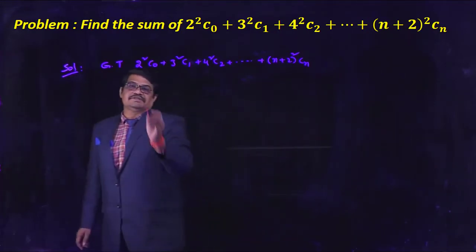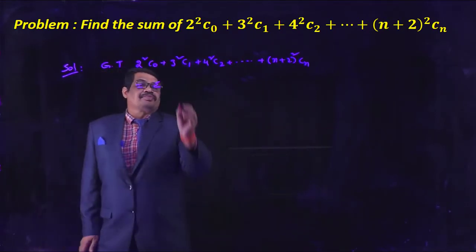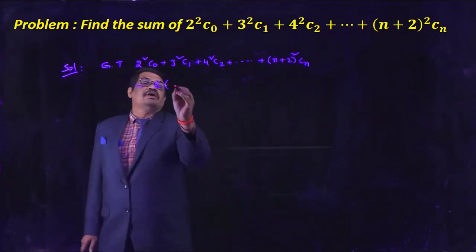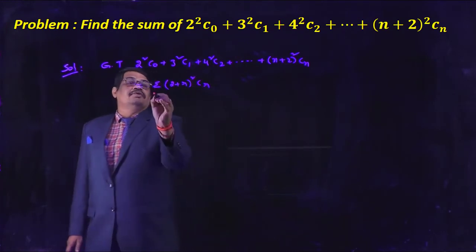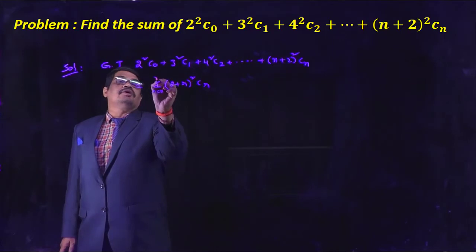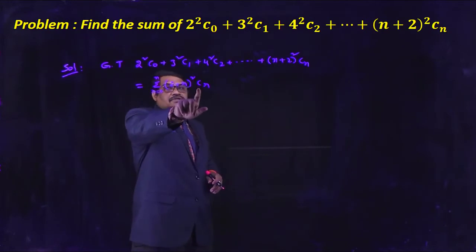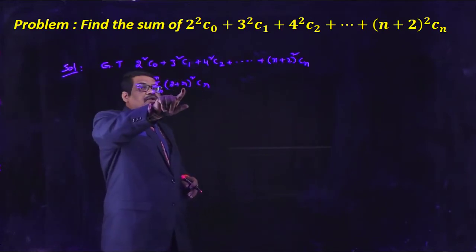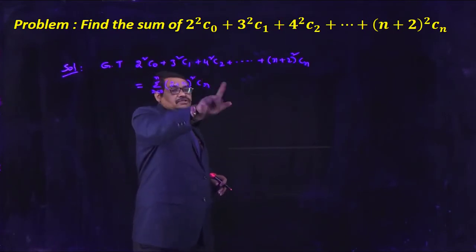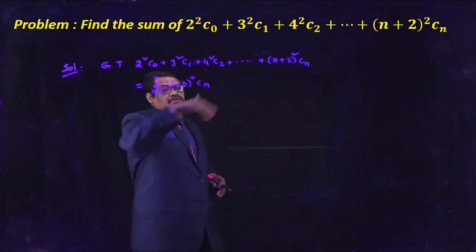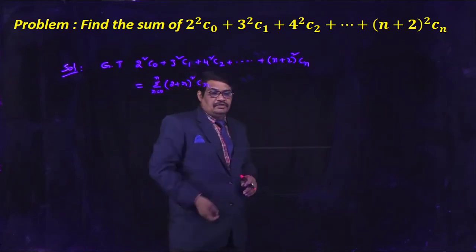Now this can be written as sigma of (2 plus r) whole square into Cr, where r is running from 0 to n. If r is equal to 0, then 2 plus 0, that is 2 square C0. If r is equal to 1, 2 plus 1, that is 3 square C1. If r is equal to 2, then 2 plus 2, 4 square C2. Okay, now this series can be expressed in the sigma form: sigma r is equal to 0 to n, (2 plus r) whole square into Cr.